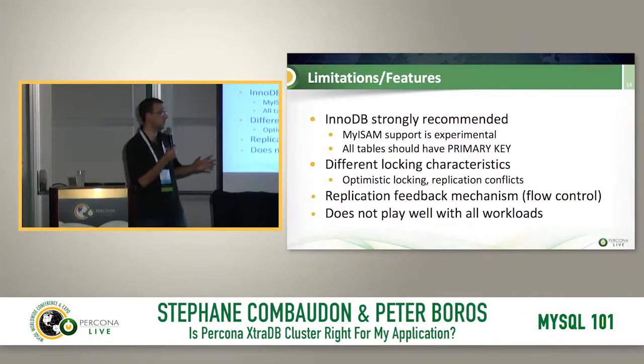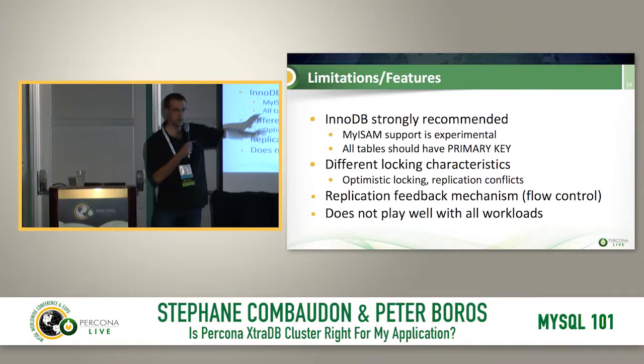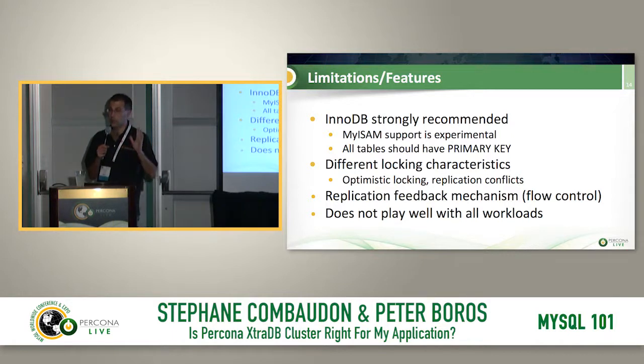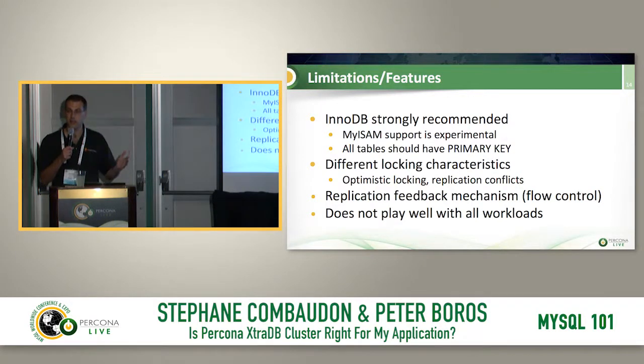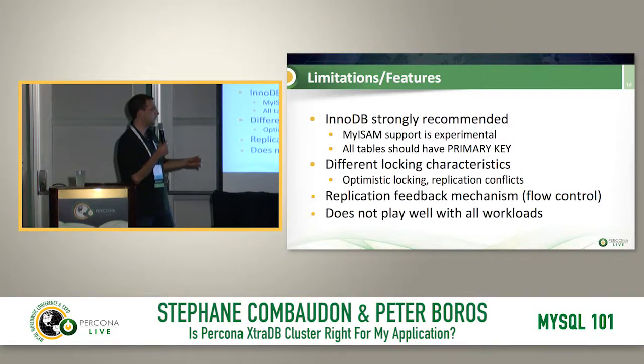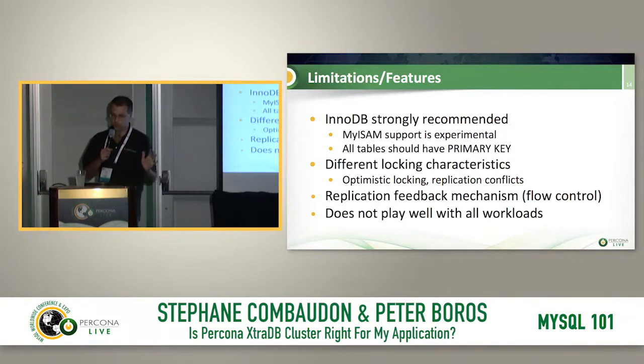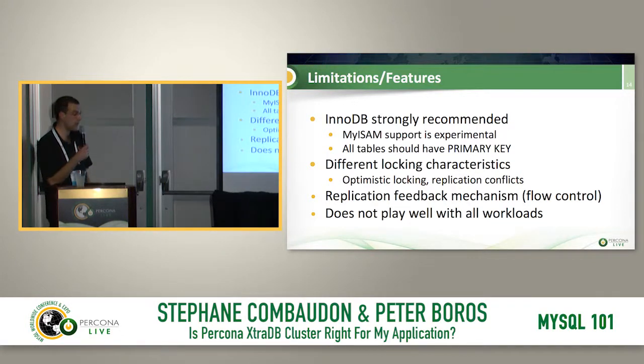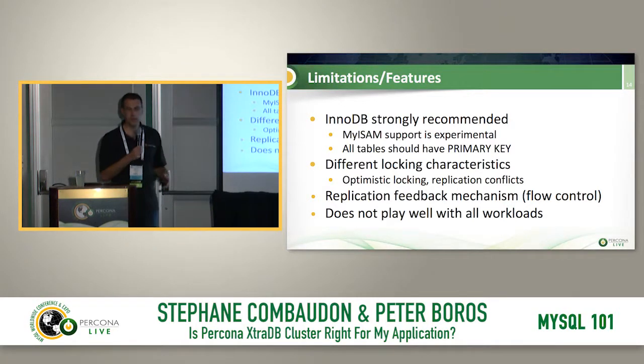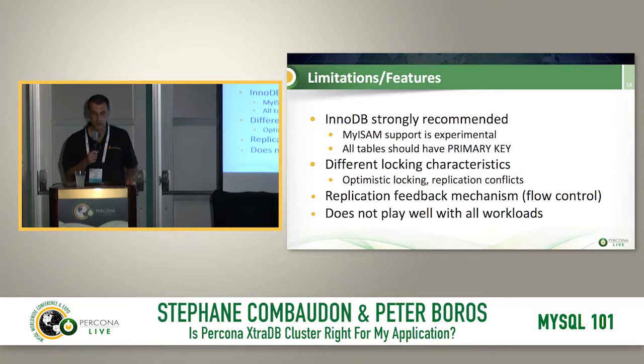Actually, that's not exactly true. You have MyISAM support. It's experimental. It will always be experimental because, again, MyISAM is not transactional. So if you want to move to PXC, first thing, remove or convert all MyISAM tables to InnoDB. That's a good advice. Next thing, all tables should have a primary key because Galera replication is based on row-based replication. And if you don't use primary keys, performance will suck, to be honest.